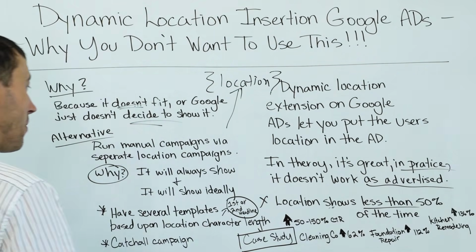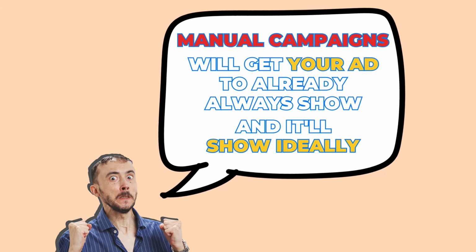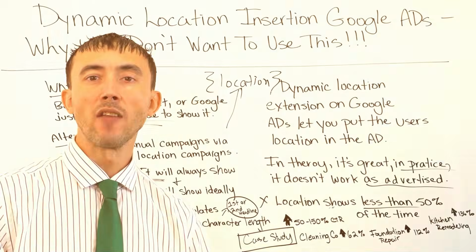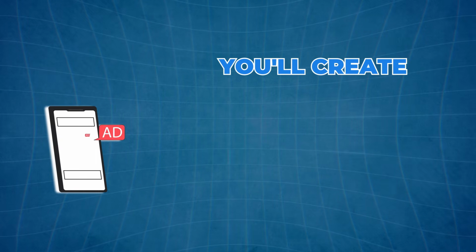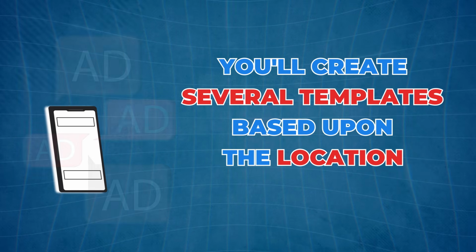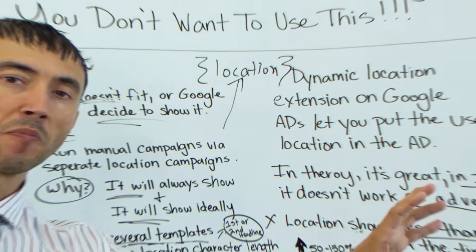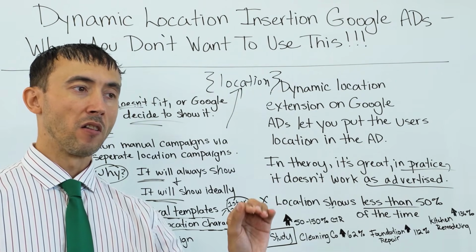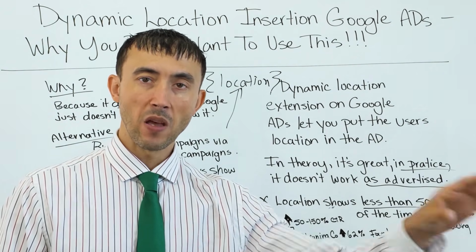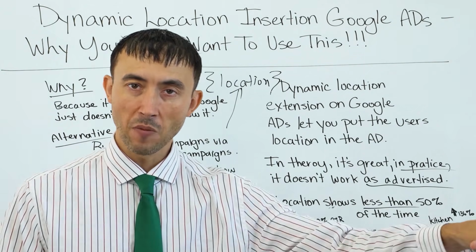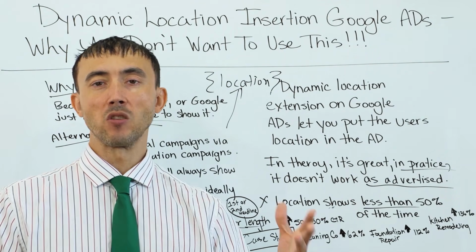So ultimately, manual campaigns will get your ad to always show, and it'll show ideally because you're deciding on a location-by-location basis how that ad should be structured for maximum click-through rates. And you'll create several templates based upon the location character length. So if a location has 10 characters, you'll use this template here. If it has less than 15 characters, you use this template. If it has less than 20 characters, you use this template. If it has less than 30 characters, you'll use this template. That's how you get the best results with ads. I know this because I've tested it every which way, and that's the way that we do it.